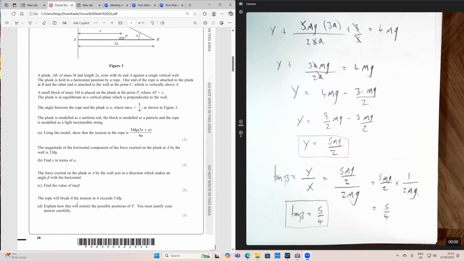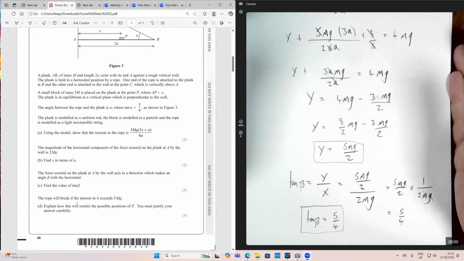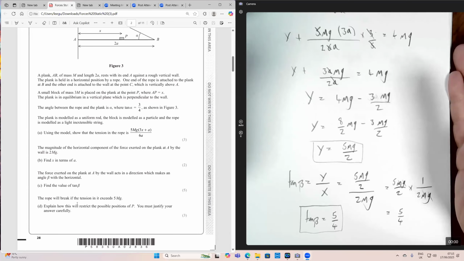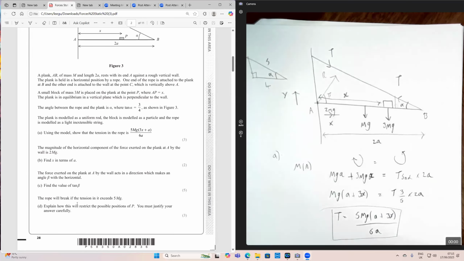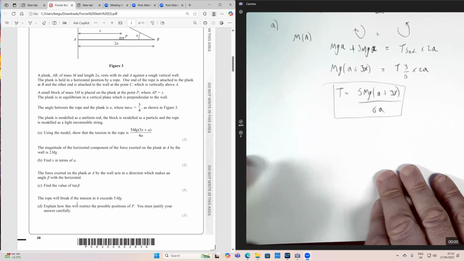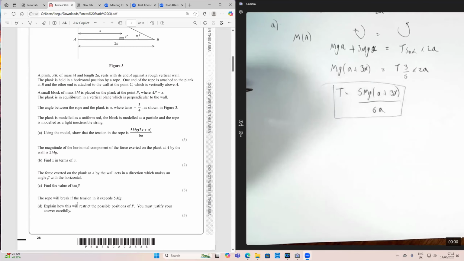And we found our answer to part C there. Tan beta is equal to 5 over 4. Okay, the last bit of the question now. It'd be quite easy to make a mistake there in that algebra, I think. So do be careful. The last bit of the question now, part D rather.